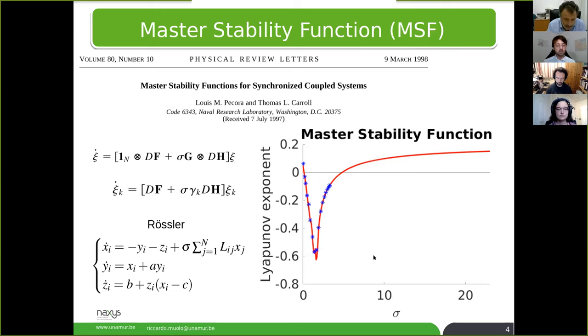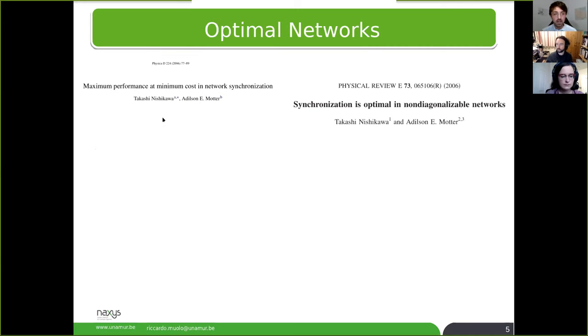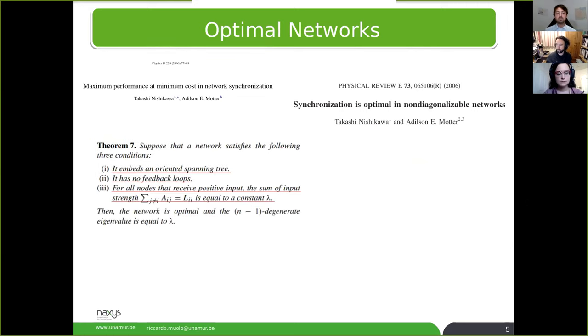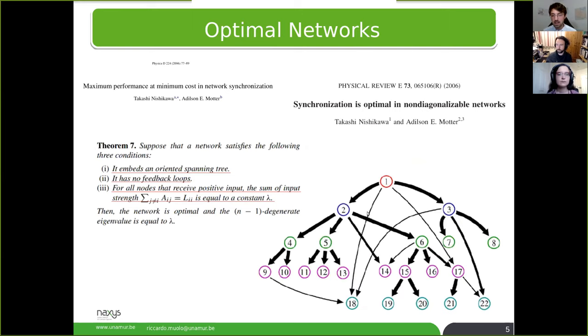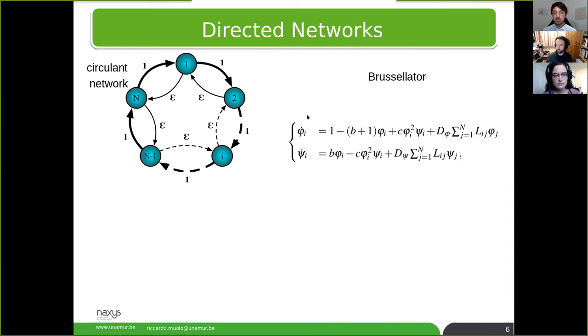So one question we can ask is, how do we design networks that are optimal for synchronization? Well, Motter and Ishikawa answered about 15 years ago in two papers where they proved a theorem stating that networks with a directed tree structure, with a hierarchical structure, without feedback loops, and with non-diagonalizable coupling, are optimal for synchronization.